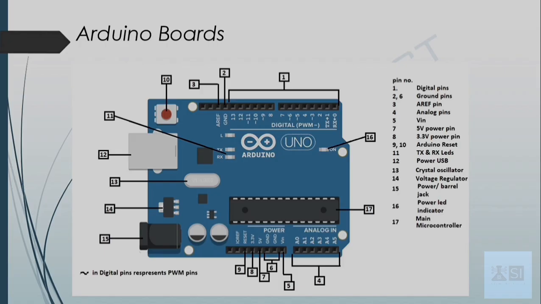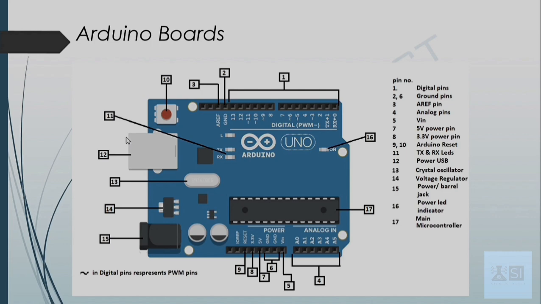Okay, the TX LED flashes while sending the serial data, and the RX LED will flash during receiving the data. The flashing speed will depend upon the baud rate. The next component is component number 12, which is the power USB. By using a USB cable, the Arduino board can be powered from the computer.